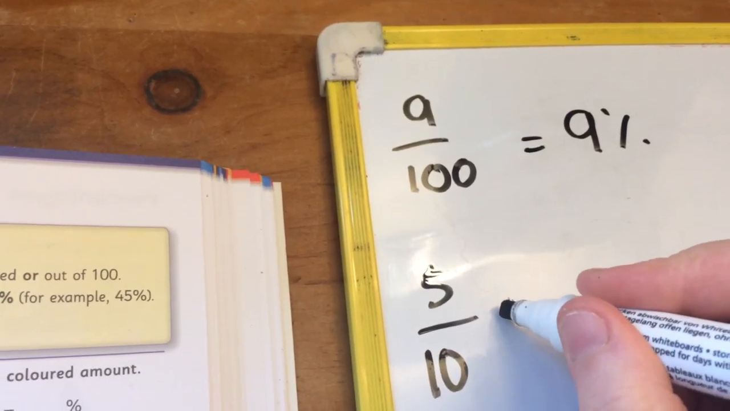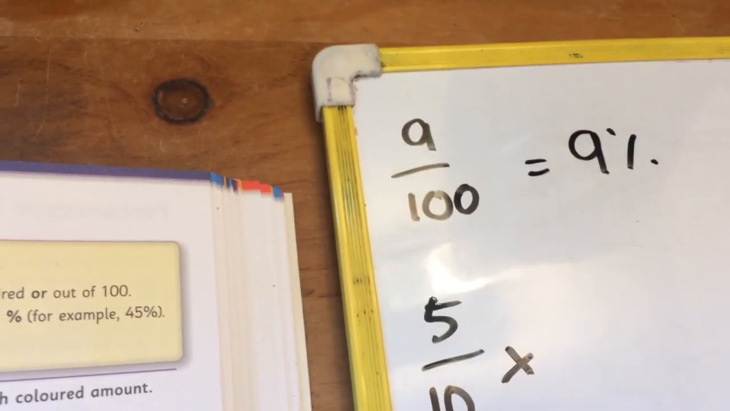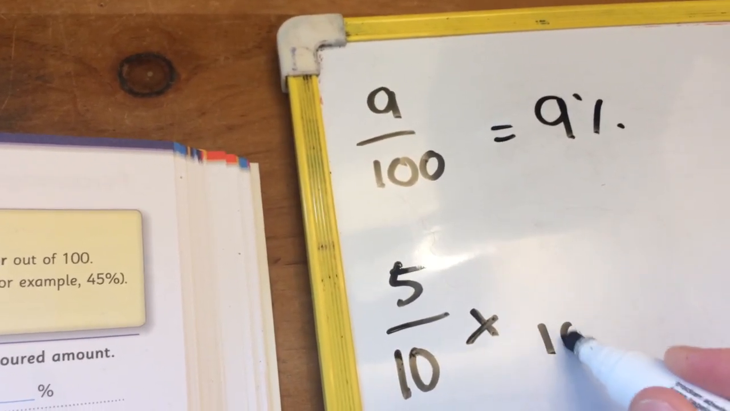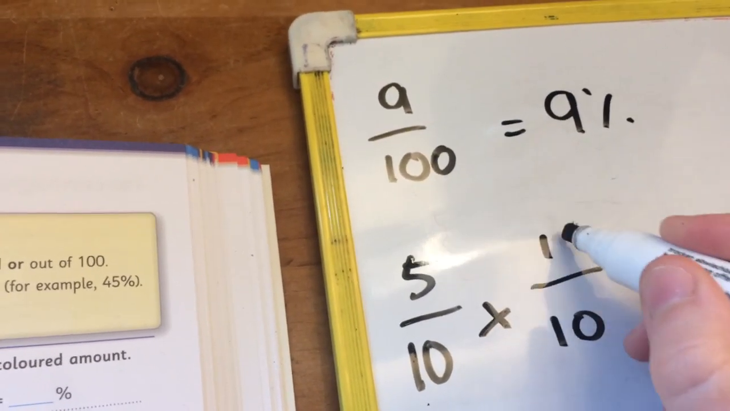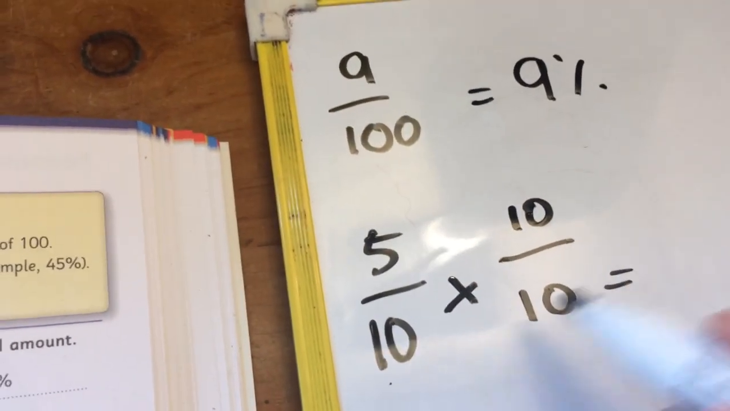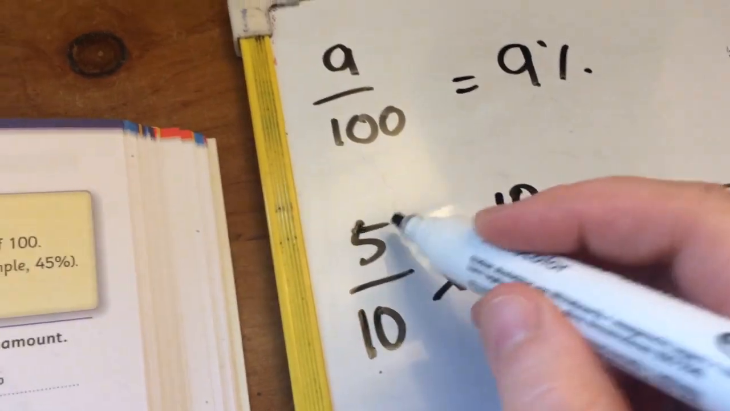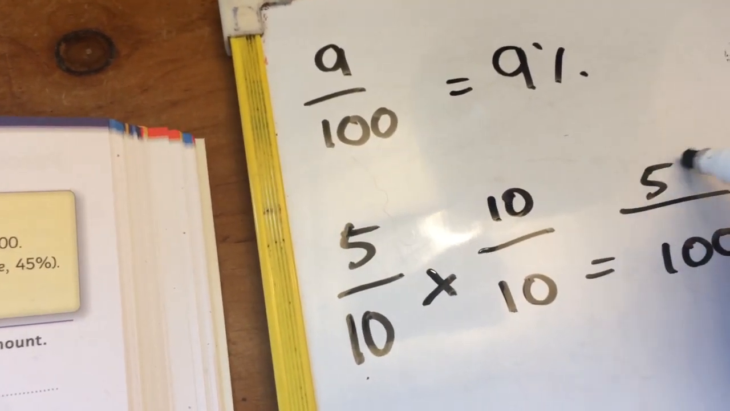However, with this one, we're going to have to change it. Because it's 5 tenths, we have to make it to hundredths. So we need to multiply it by a number that will get it to 100. So here in the bottom, 10 multiplied by 10 equals 100. 5 multiplied by 10 equals 50.